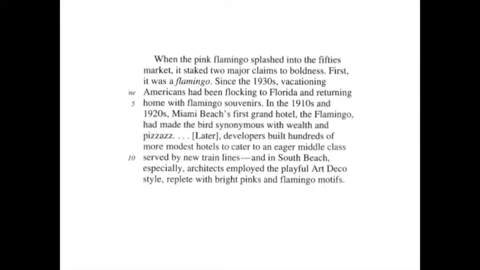I'm going to split this up by paragraph just for the sake of space on my iPad. So here we go. The first sentence I read is, "When the pink flamingo splashed into the 50s market, it staked two major claims to boldness." Now, the two things I mainly notice in this first sentence are the word splashed and the word boldness. Firstly, splashed has this very natural connotation, as her title, A Natural History, might prescribe, but it also has this weird contrast to the idea of a plastic pink flamingo. The plastic is not so natural. So that's an interesting contrast to look out for in the future.